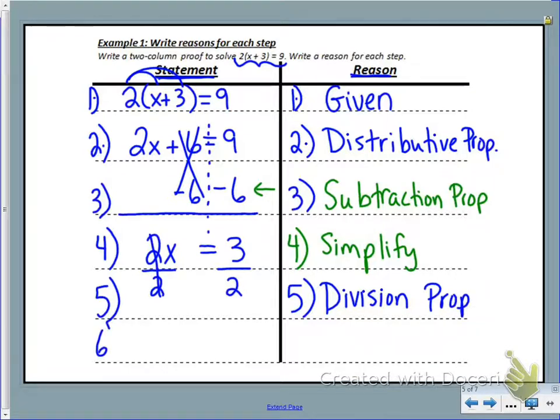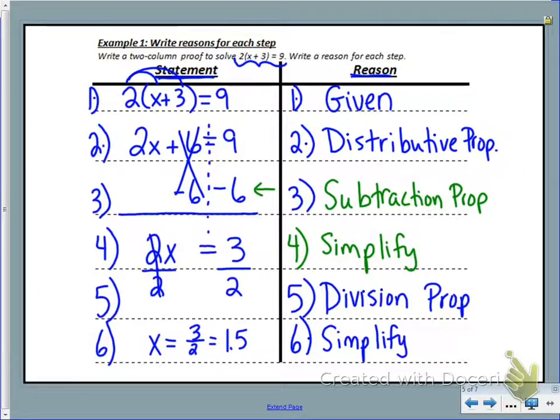All right, let's put what remains. X is equal to 3 over 2, which is the same as 1.5. And again here, we didn't apply a new property. We just simplified what we had from the prior step. So if you notice, simplify is probably going to be about every other step, not always, but often after you have a subtraction or addition property, you're going to have a step that says simplify in your reason.